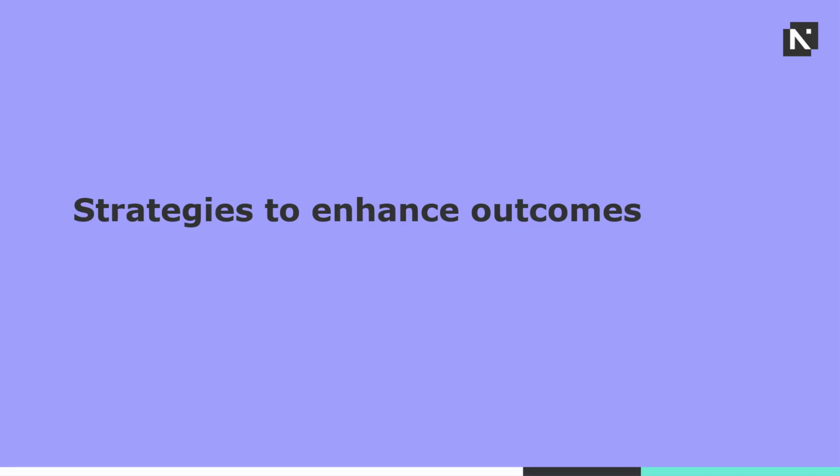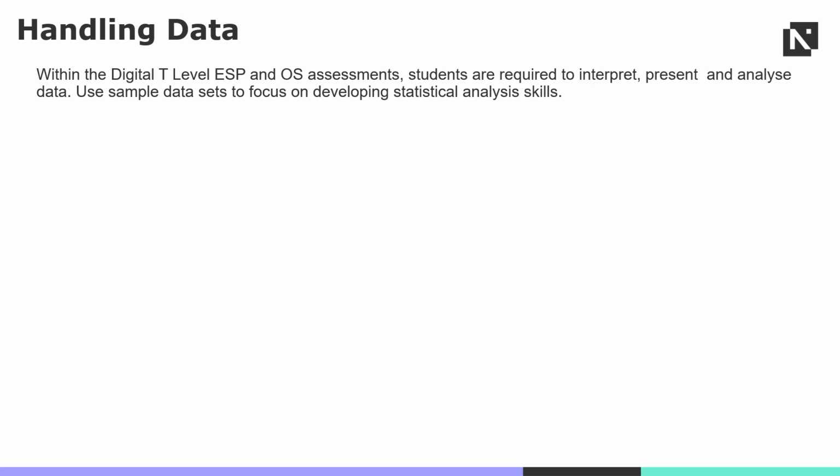So, in response to the findings from the Chief Examiner reports, we'll now have a look at some teaching and learning strategies that could be helpful in enhancing your students' outcomes, particularly in terms of the ESP and OS preparation. So we'll start by looking at the maths skills required in the digital T-level assignments, with the main focus being on data handling and financial budgeting, as these are skills required across various ESP and OS assessments, in particular the digital business services, and are often commented on in Chief Examiner reports as being areas that would benefit from further development.